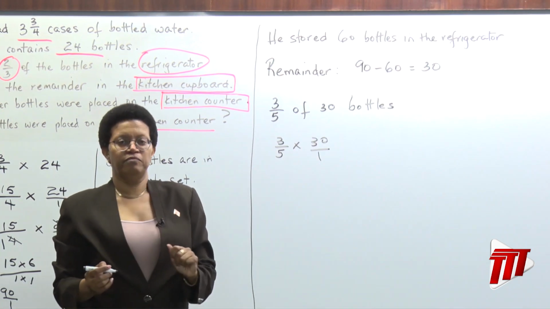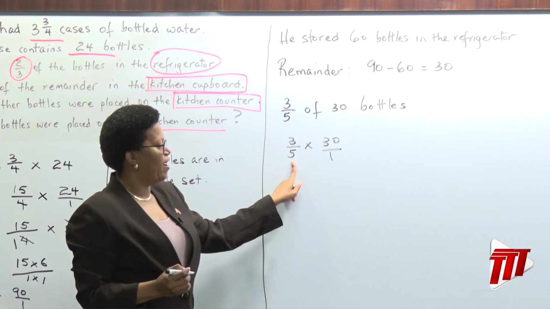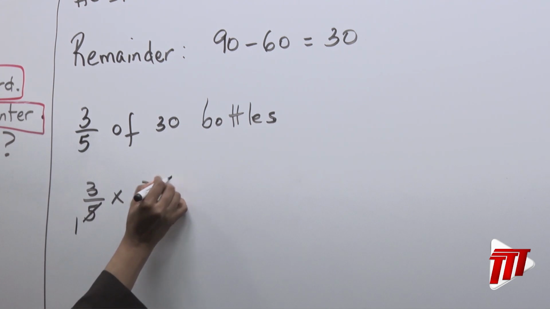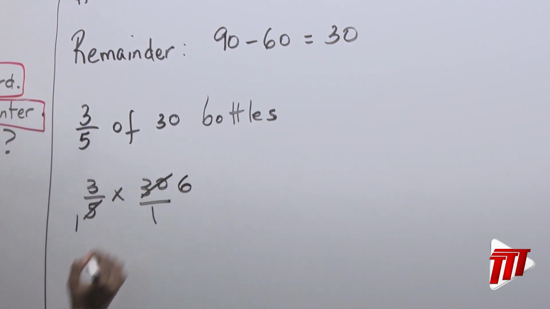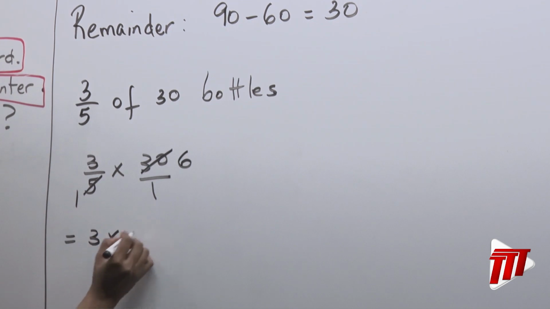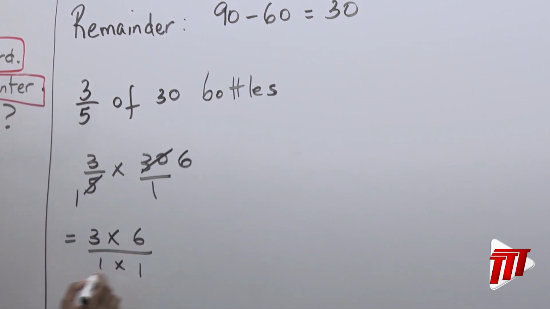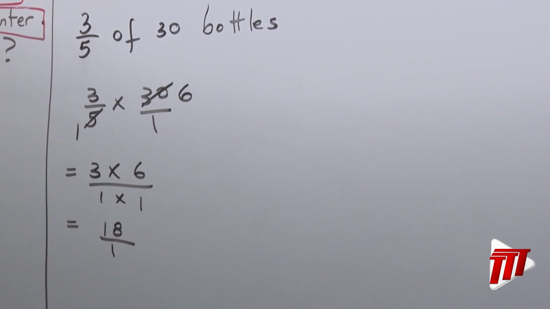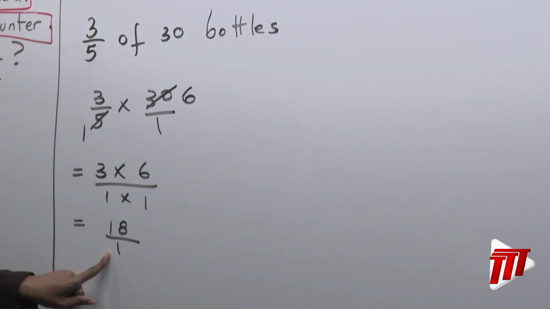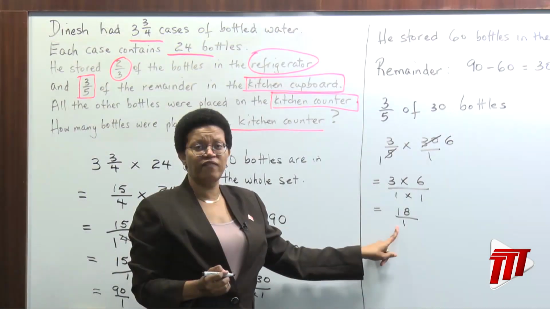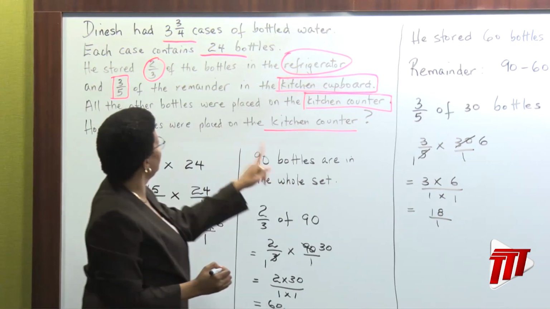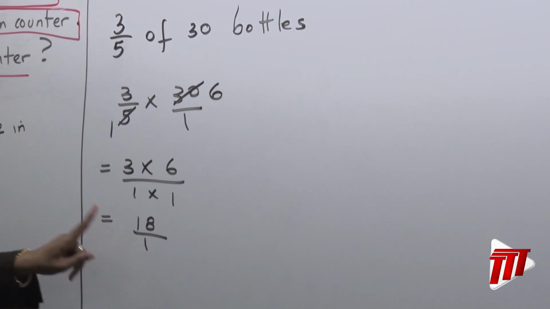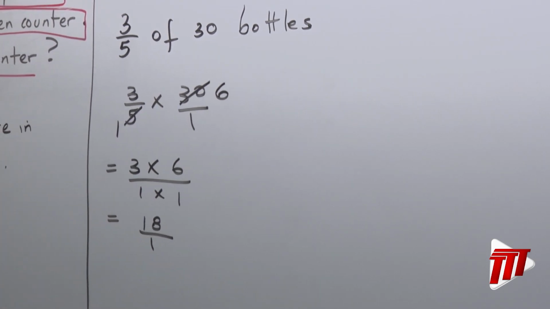30 and 5 have a common factor of 5. Let us simplify. 5 divided by 5 is 1. 30 divided by 5 is 6. 3 multiplied by 6 is 18. 1 multiplied by 1 is 1. 18, with 1 in the denominator, we're speaking of 18 wholes. This means 3/5 of the remainder, which would be 18 bottles, were placed in the kitchen cupboard.